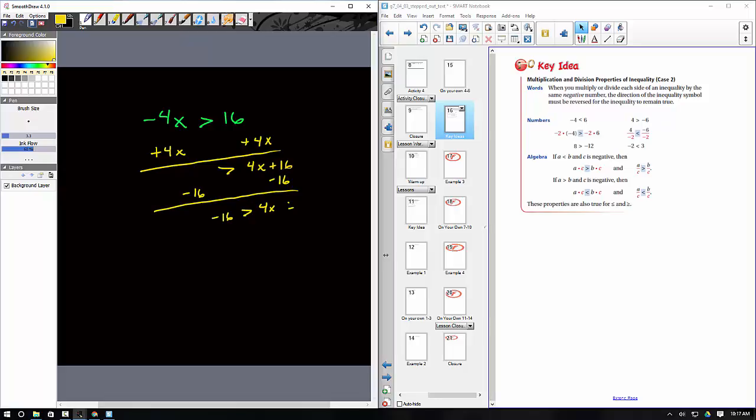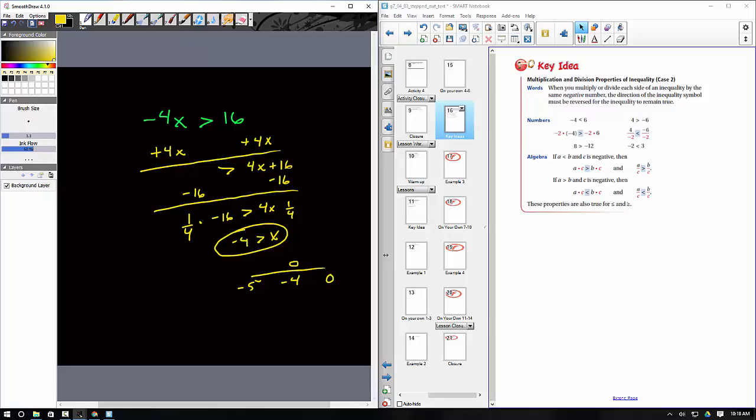I'll do the multiplicative inverse. And I'll have x is less than negative 4. And that's my answer. So let's see what that would look like in terms of a graph. I'll have my negative 4, negative 5, and I'll put a 0. I know that it's an open circle. Now I've got to figure out which direction it will go in.